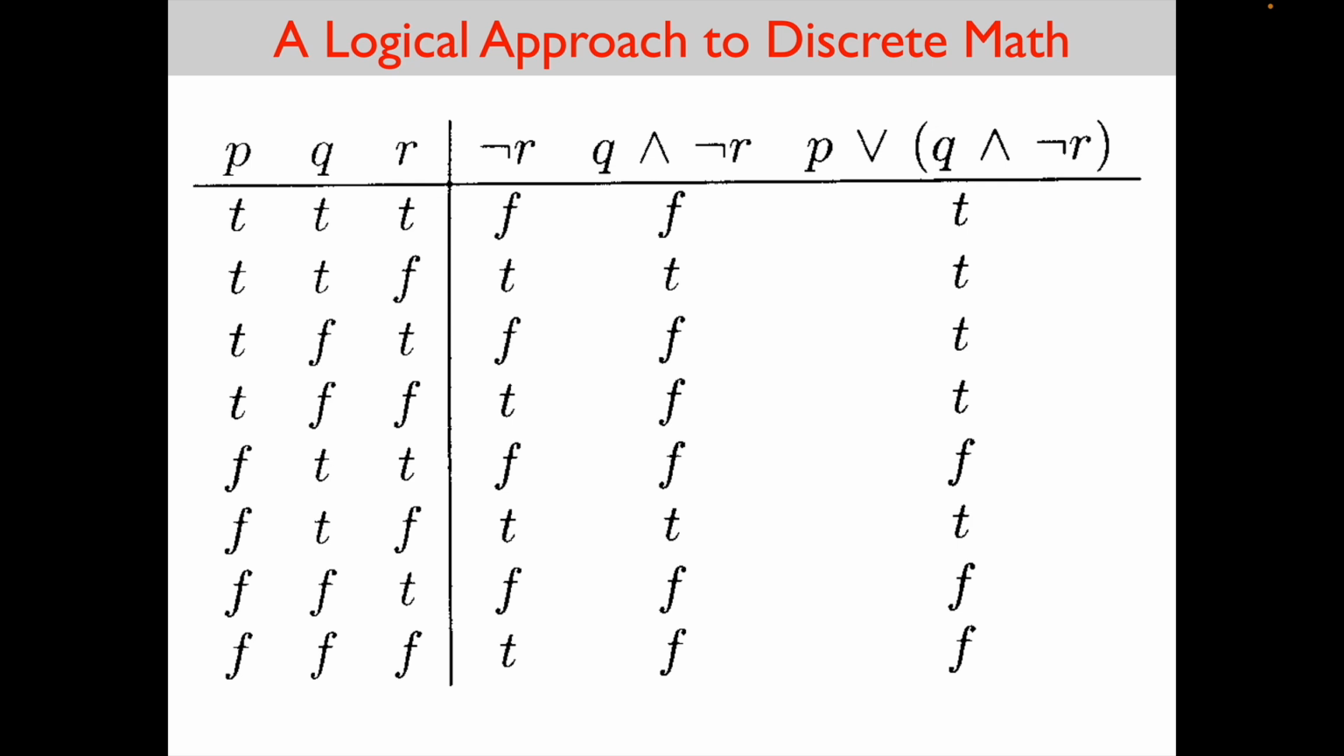So if either one or both are true, then it's true, but if they are both false, like on the, what is it, the fifth row, I think, P is false and Q and not R is false, and so therefore P or the quantity Q and not R is false in that case, and same for the penultimate and the last row as well.